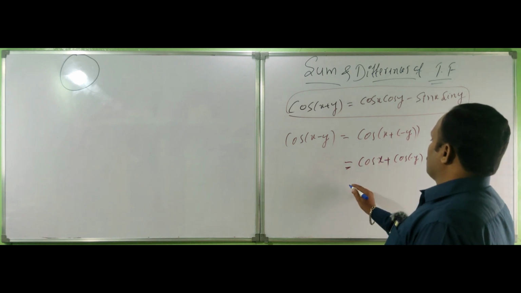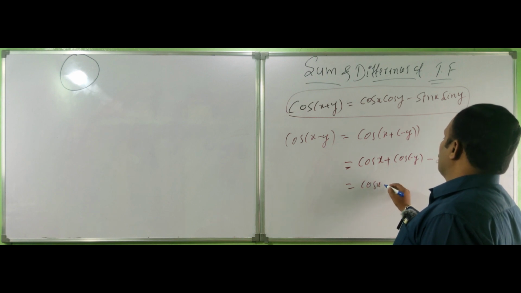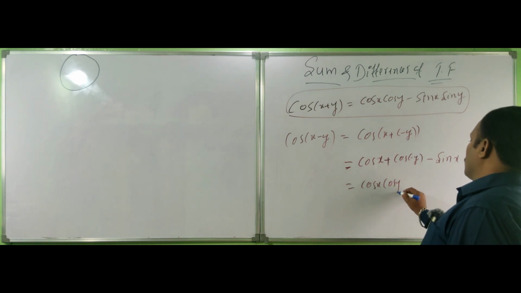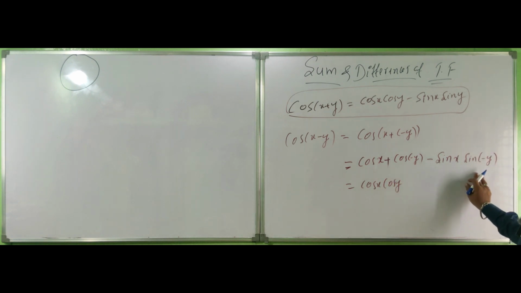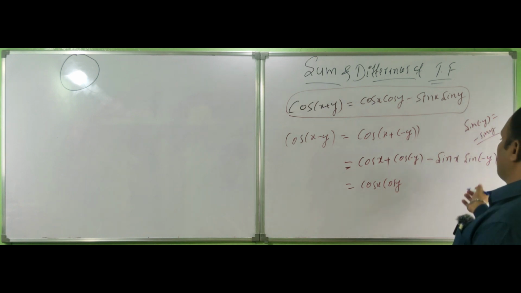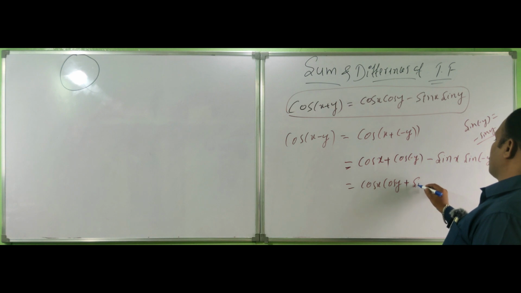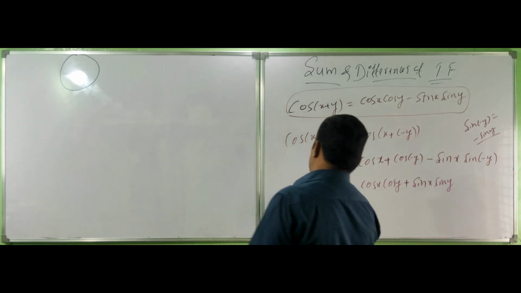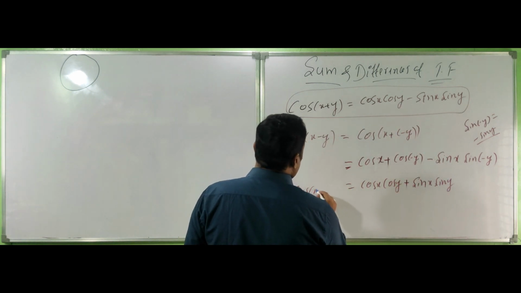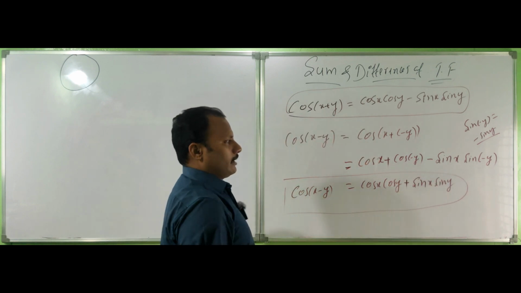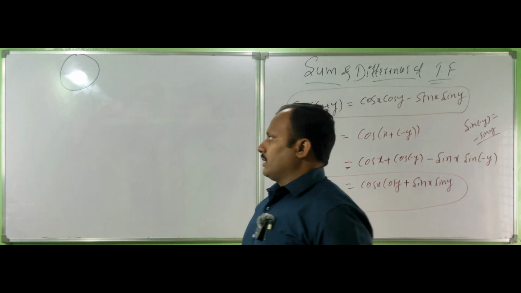So just expand. Cos x into cos of minus y is cos y, the even function. Sin of minus y is equal to minus sin y, so minus and minus becomes plus. This becomes sin x sin y. Therefore cos(x minus y) gives cos x cos y plus sin x sin y. Next formula derivation.